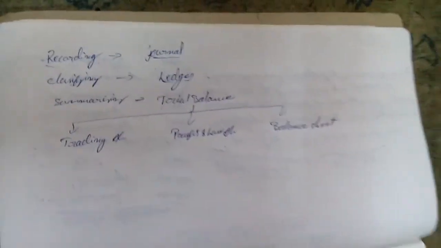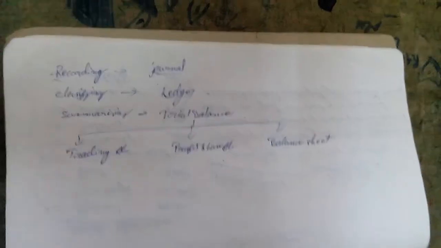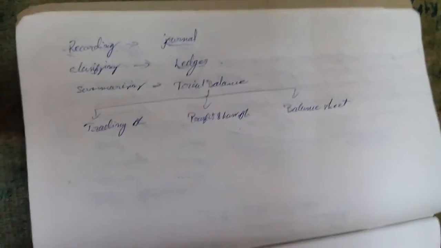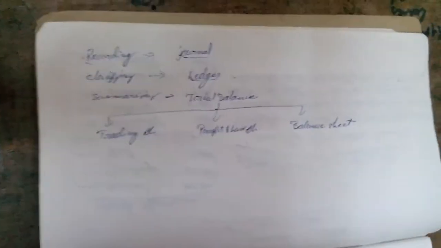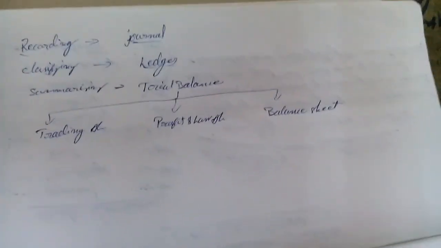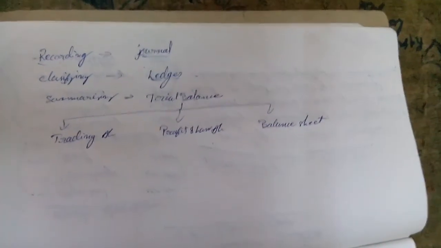After the classification of the transactions, for computation of profit, or to know the balances of assets and liabilities, we have to prepare these three. We have two accounts and one statement, which is called the balance sheet.